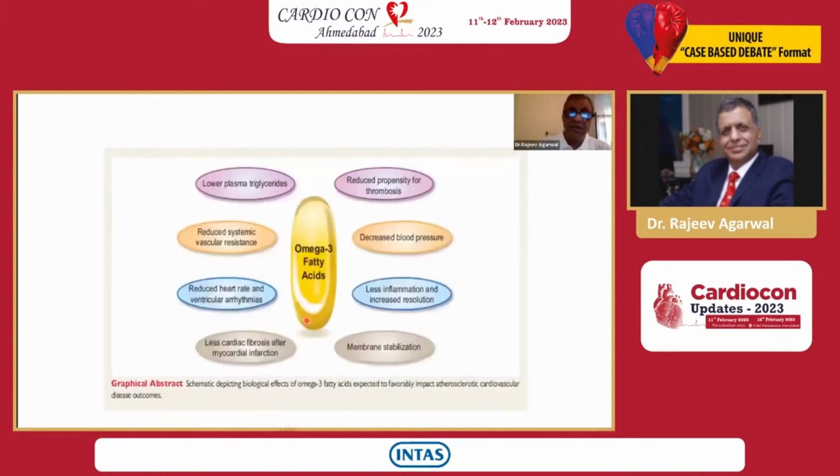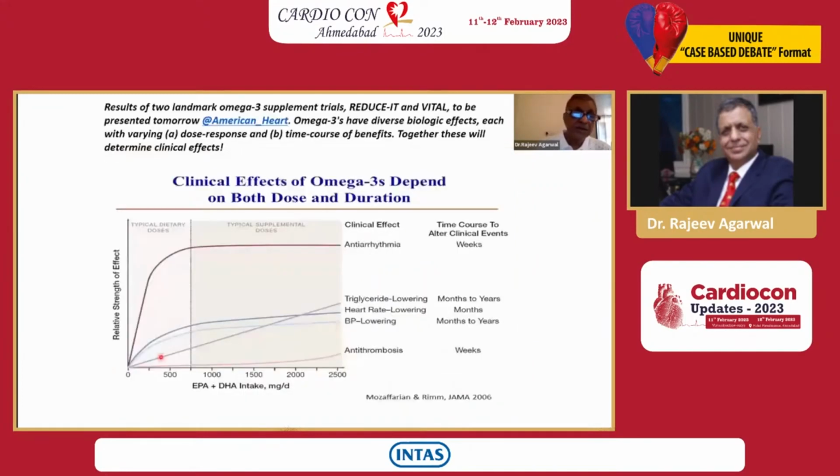I'll dwell upon that. There are various mechanistic pathways where you understand it is primarily a vascular drug rather than a TG lowering drug. And this is a wonderful slide, if you can retain it: anti-arrhythmic property, TG lowering, heart rate lowering, BP lowering, anti-thrombosis. So there are various mechanistic pathways and there are time frames in which they are being affected by EPA.